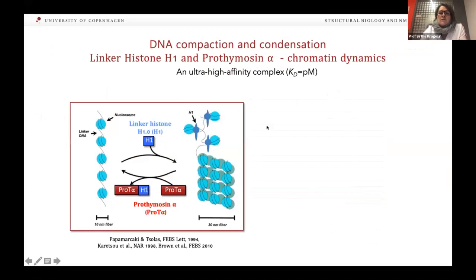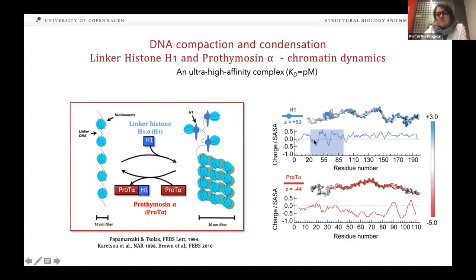The first complex that we will look at here is the complex between linker histone H1 and prothymosin alpha. Linker histone H1 helps to compact the chromatin by binding to the linker DNA. When we have to transcribe our DNA, prothymosin alpha acts as a chaperone that drives histone H1 away from the chromatin. They're interesting proteins because both of them are highly charged. Prothymosin alpha is a completely disordered protein with a negative charge of minus 44, whereas histone H1 has a positive charge of plus 53. Besides having a very small folded globular domain, it's disordered along its length.